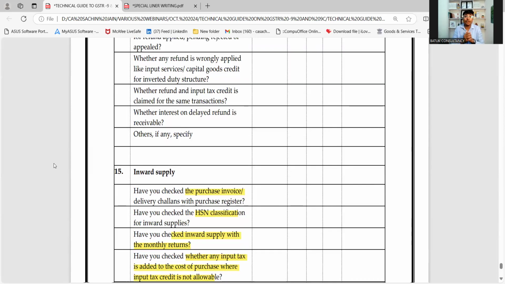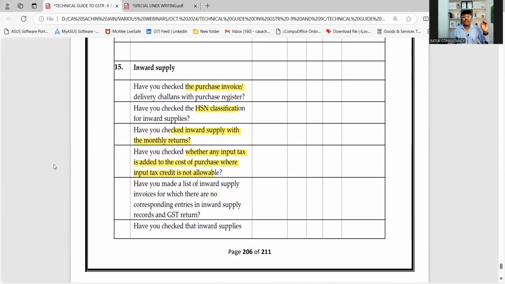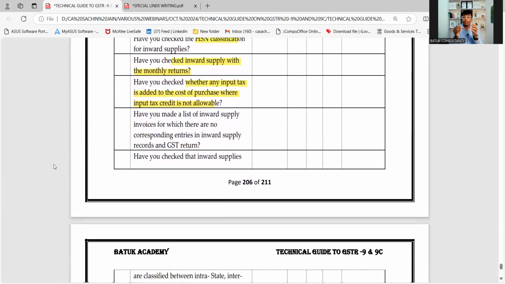Purchase register is maintained or not. The HSN code wise classification is perfect or not. The purchases I am making are completely reconciled with my sales, with my opening stock, with my closing stock. Because whenever the departmental authority will come for the audit, business audit, departmental audit, at that time, they will check your profit and loss account.